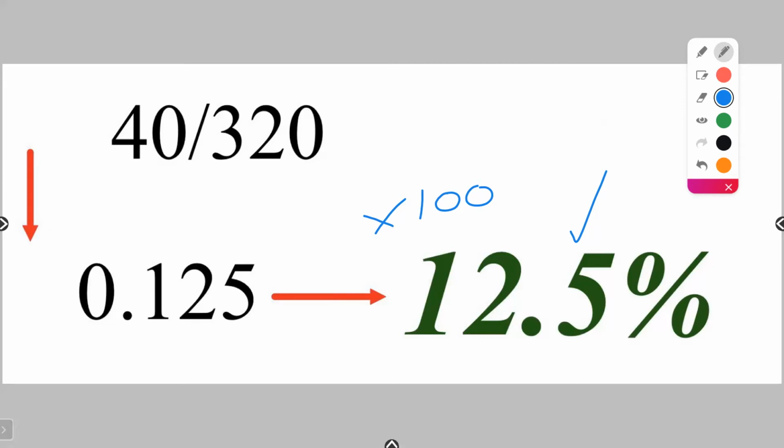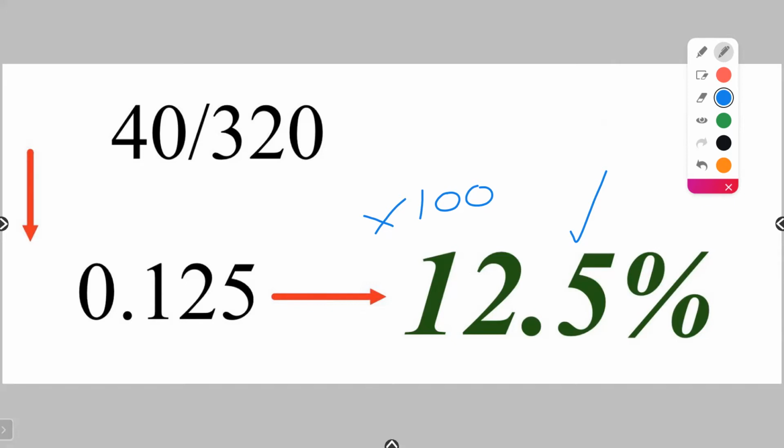So this is the technique that we use when you're given two numbers in a problem, a before number and an after number, and they're asking you for a percent increase or decrease. You technically do the same procedure whether your number goes up or it goes down, okay?